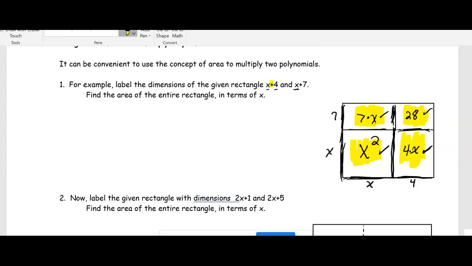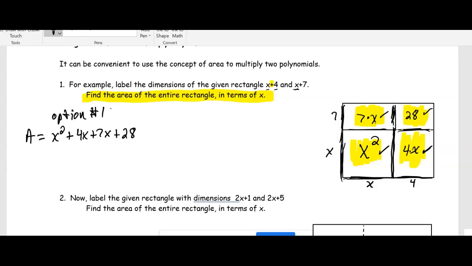So now, if I ask you this question now, find the area of the entire rectangle. We have our 2 options, and we want to know how to do it both ways. So option number 1 is just add them all up. Add up those 4 yellow rectangles that are on my screen. So the x squared plus the 4x plus the 7x plus the 28. We just add them all up. Like the last one, we have some like terms that we're going to combine. And also like the last one, notice how we're in descending order. We have the squared term, the x to the first term, and then this doesn't have any x's, so 0.